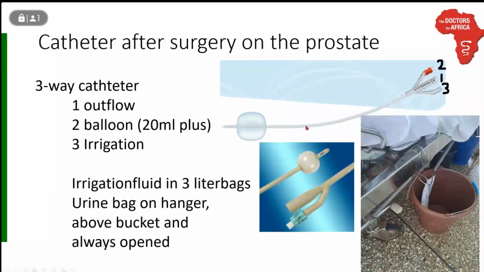This upper catheter is a three-way catheter. In one, there is the opening through which the urine can flow from the bladder into the bag. Two is the valve for the balloon, and three is the opening for the irrigation fluid. The irrigation comes in a 5-liter bag and runs like an IV drip into the bladder. The urine bag should hang at the bedside with a hanger, and the bag should always be open. It's running in a bucket.